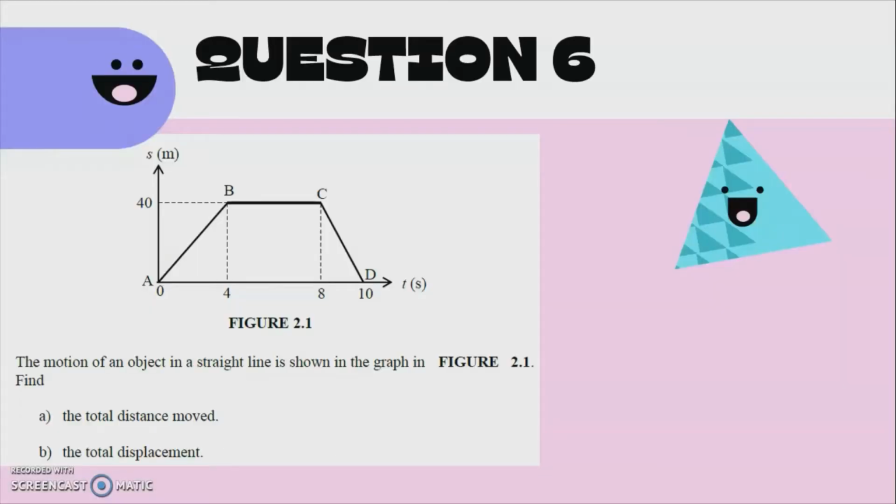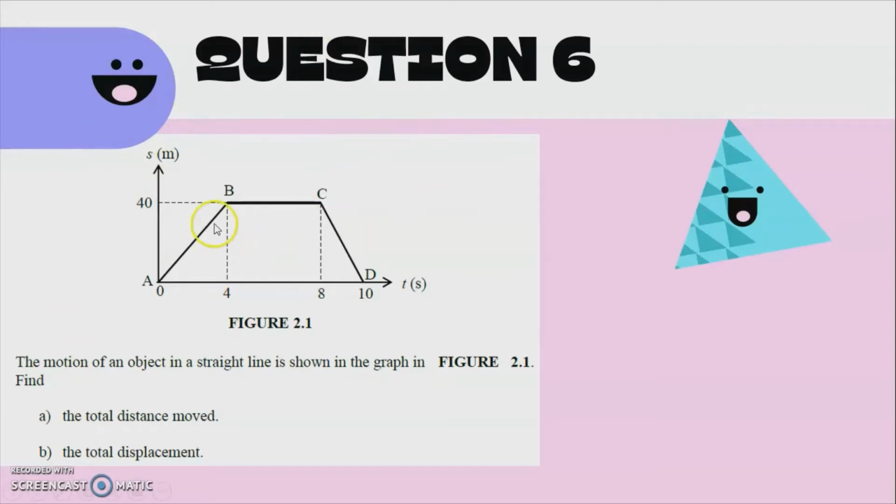So question 6 gives you a graph, and then it asks you to find the total distance and total displacement. Okay, soalan ni simple sahaja. Untuk distance, awak tambah sahaja sebab dia adalah scalar quantity. Okay, kita tengok graf ini.